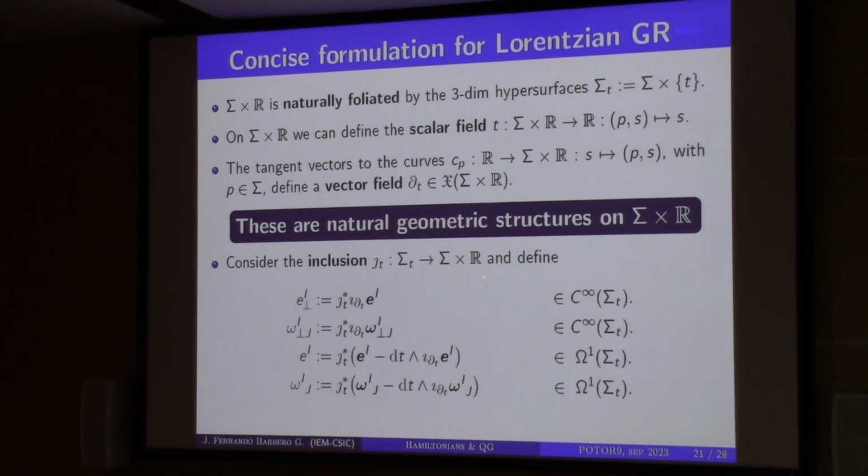Okay? I consider the inclusion of each of these sheets into the spacetime manifold, and I define these objects. So you see I am projecting in the direction of this vector field, and pulling back by using this inclusion here. There is a typo here, this formula should not be there. These two guys are just functions in every sheet of the foliation, and these are these two other objects, which I'm writing in green here. I'm not using the bold face, and in the rest of the talk I will just remove the bold face. So these two guys are non-dynamical.